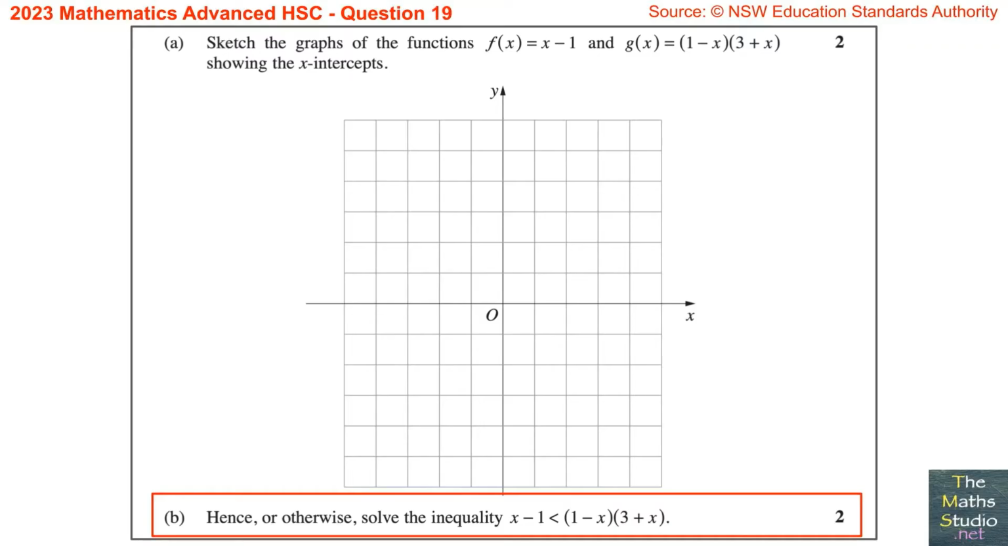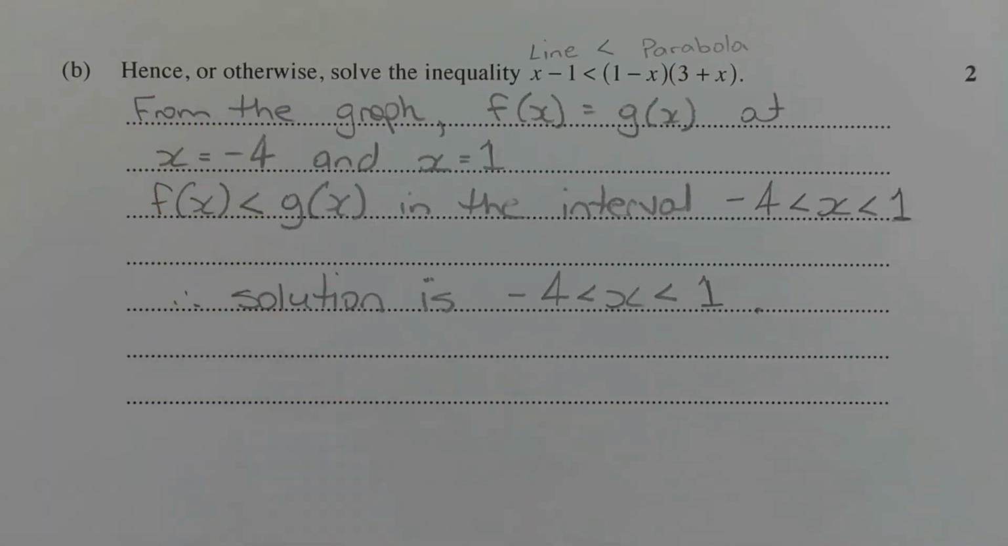Part B. Hence, or otherwise, solve the inequality x minus 1 less than 1 minus x in brackets times 3 plus x in brackets. The term "hence or otherwise" means either using the graph that was drawn in part A to solve the inequality, or use any other method of our choosing, such as using algebraic techniques.